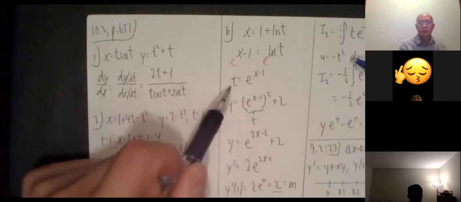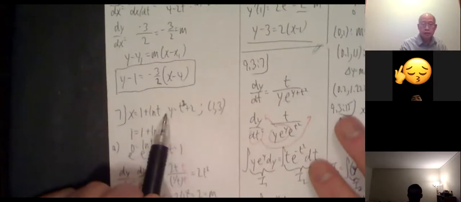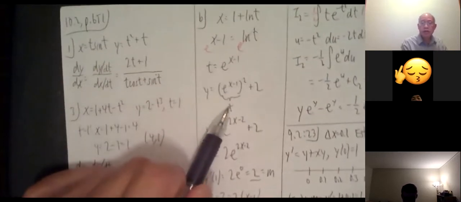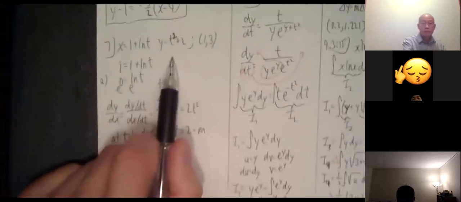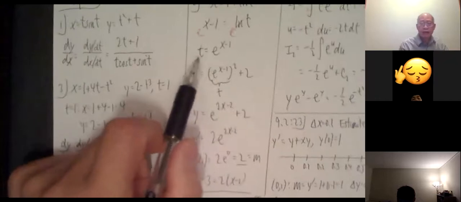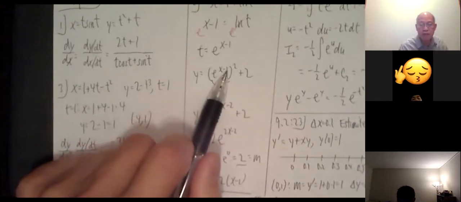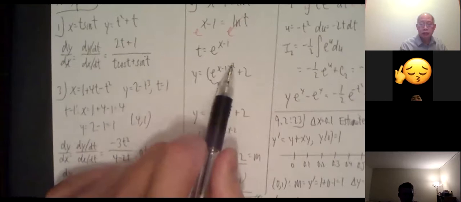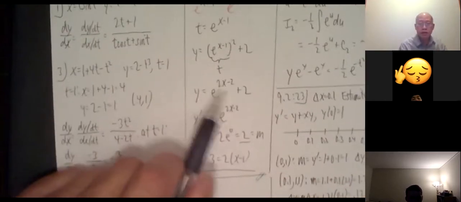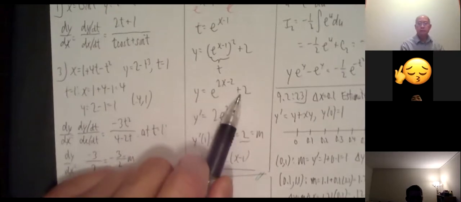Okay. Now, I plug that into here. y is t squared plus 2. But now I know t is e to the x minus 1. So here's t, right? t squared plus 2. But I now know that t is equal to e to the x minus 1. Okay, and clean this up. So I multiply these exponents, right? So y as a function of x is e to the 2x minus 2, plus 2. And there we go.